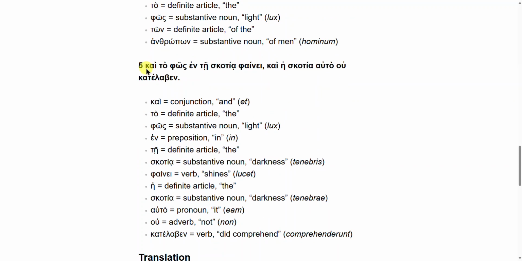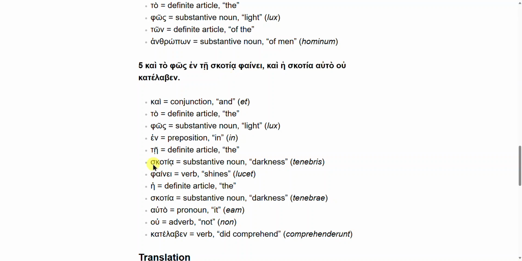Kai, we have the conjunction again, kappa and the diphthong alpha iota. Kai, to, we then have the neuter definite article again. To phos, and the light. En is the preposition followed by the dative case. See those iota subscripts marking the dative case. En te, this is the feminine definite article. It's the dative case of the feminine definite article. En te, in the, scotia.